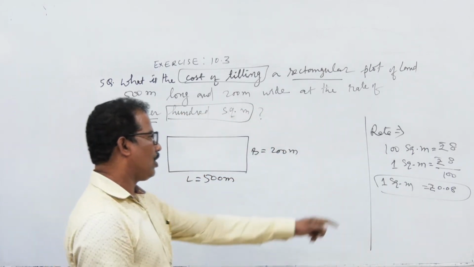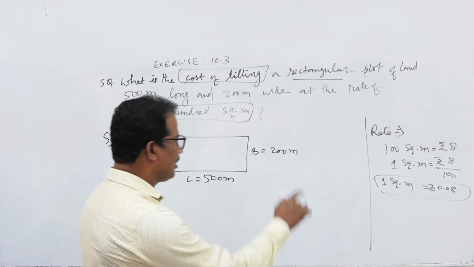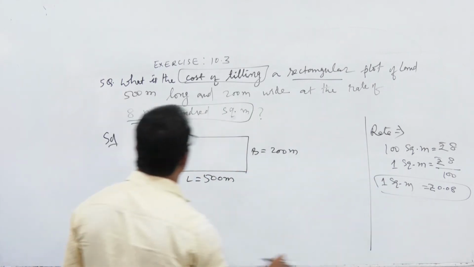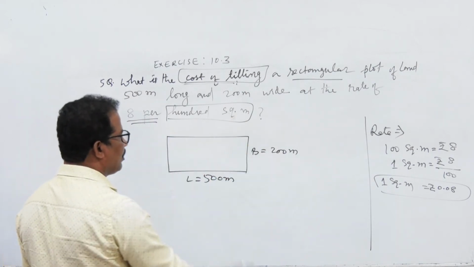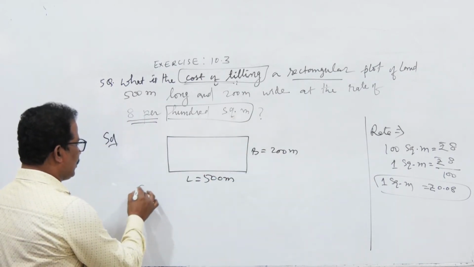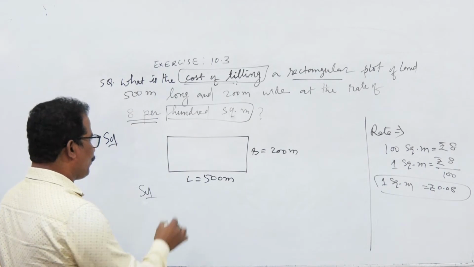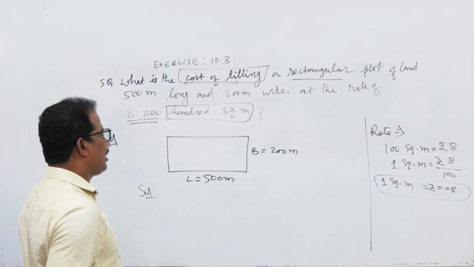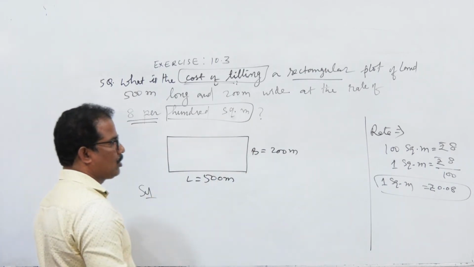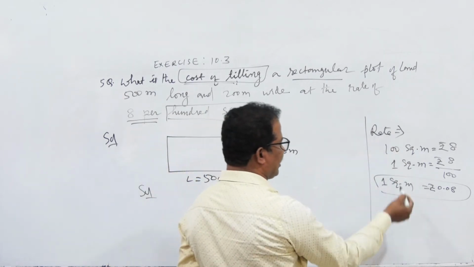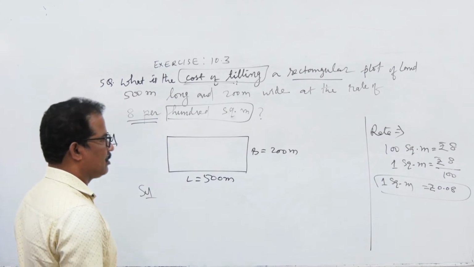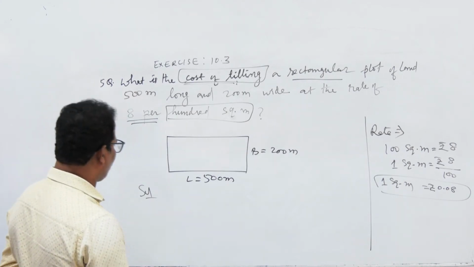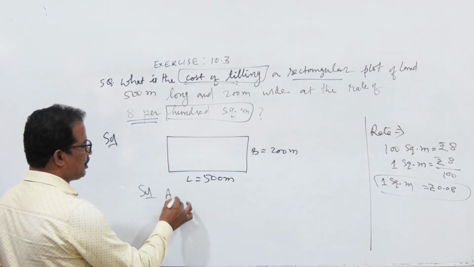0.08 rupees is the cost for 1 square meter. By this cost we have to find the total cost of tilling the whole plot. Understand? For this we need to find the area. After finding the area of this rectangular plot, that area is going to be multiplied with the rate, that is for 1 square meter is equal to rupees 0.08. So for that we need to find the area of this plot first.